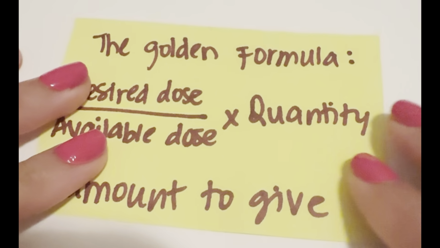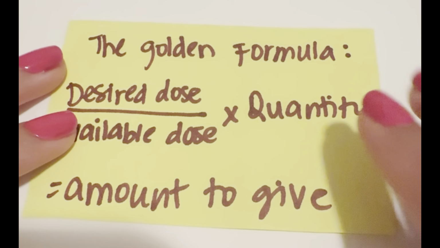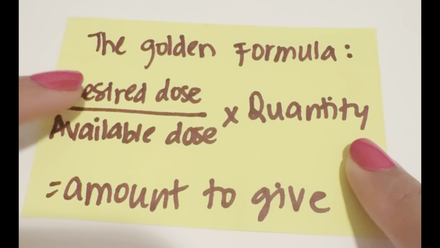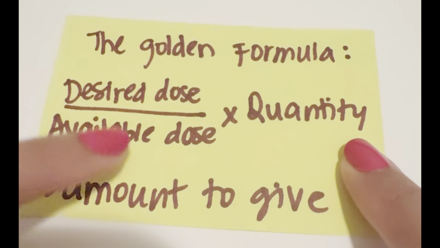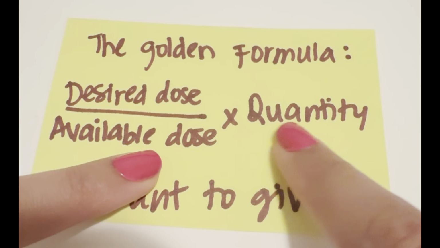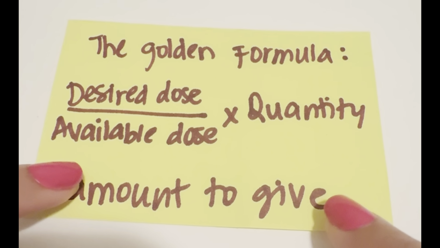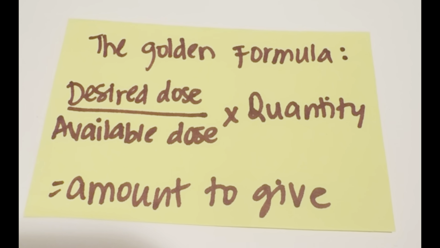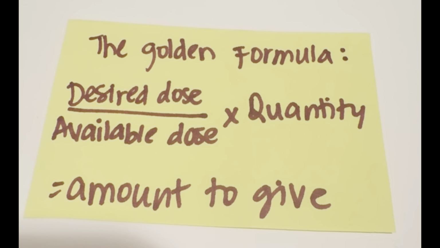It's known as the golden formula. Okay, so it's very easy. You are going to divide the desired dose by the available dose, multiplied by the quantity. That will be the amount you're going to be administering to your patient. We're going to do 3 examples here so you can see how this formula is applied. Let me explain everything first.